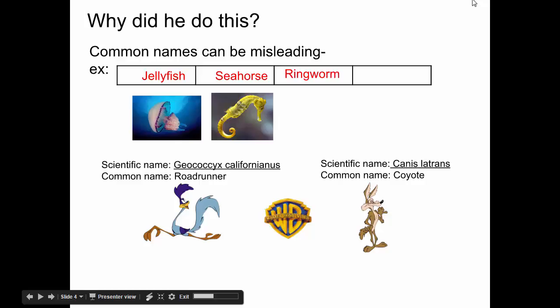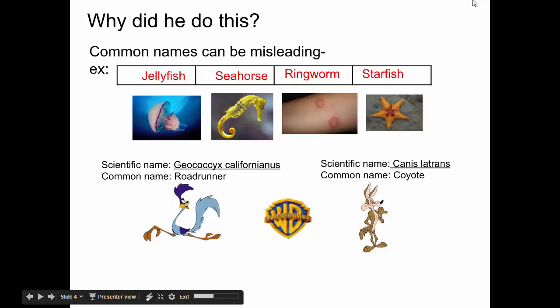Ringworm. What is that? Ringworm is a fairly common skin infection, but it is not a worm at all. It's actually caused by a fungus. The starfish, is it a fish? No. It's another invertebrate. It's an echinoderm. So those common names could be misleading.